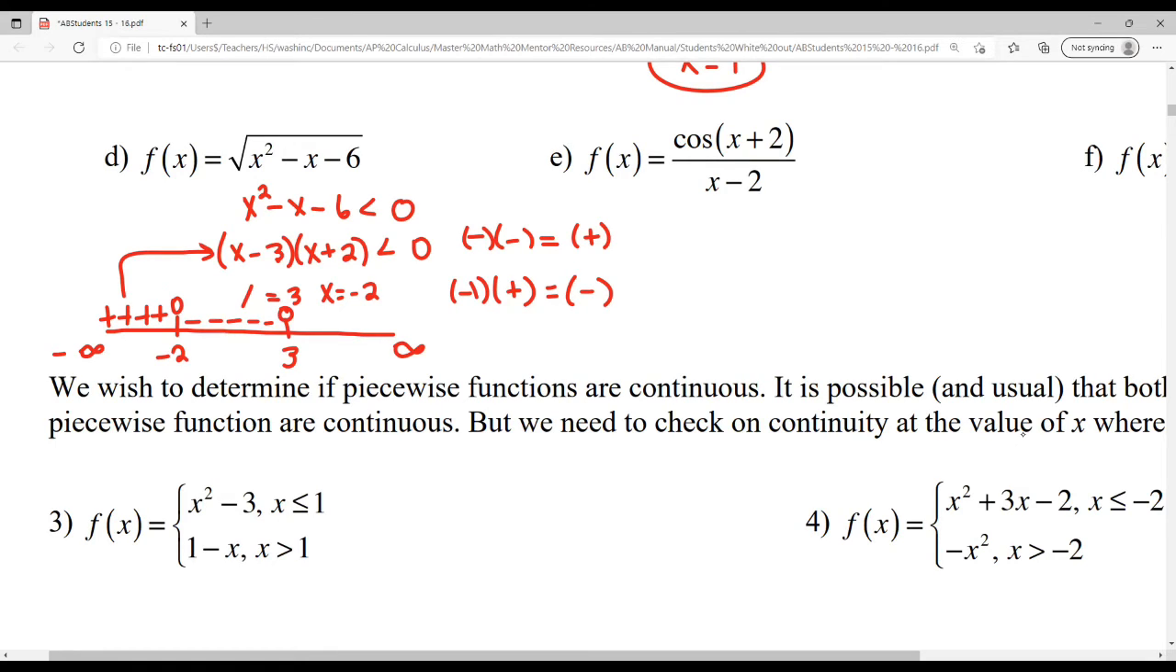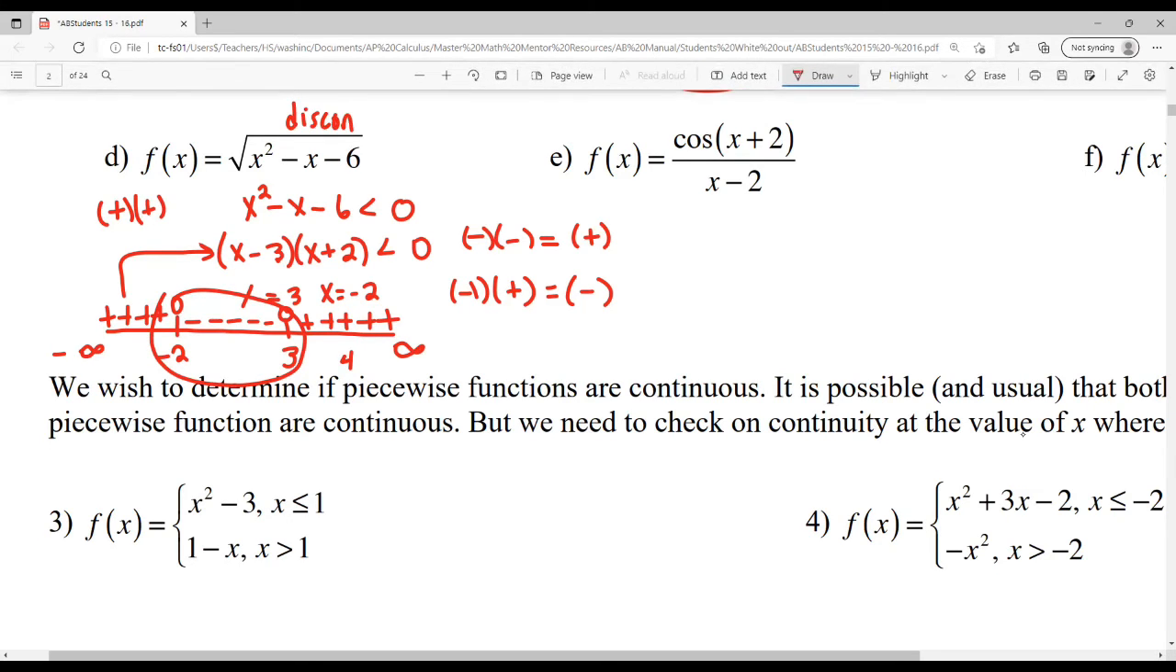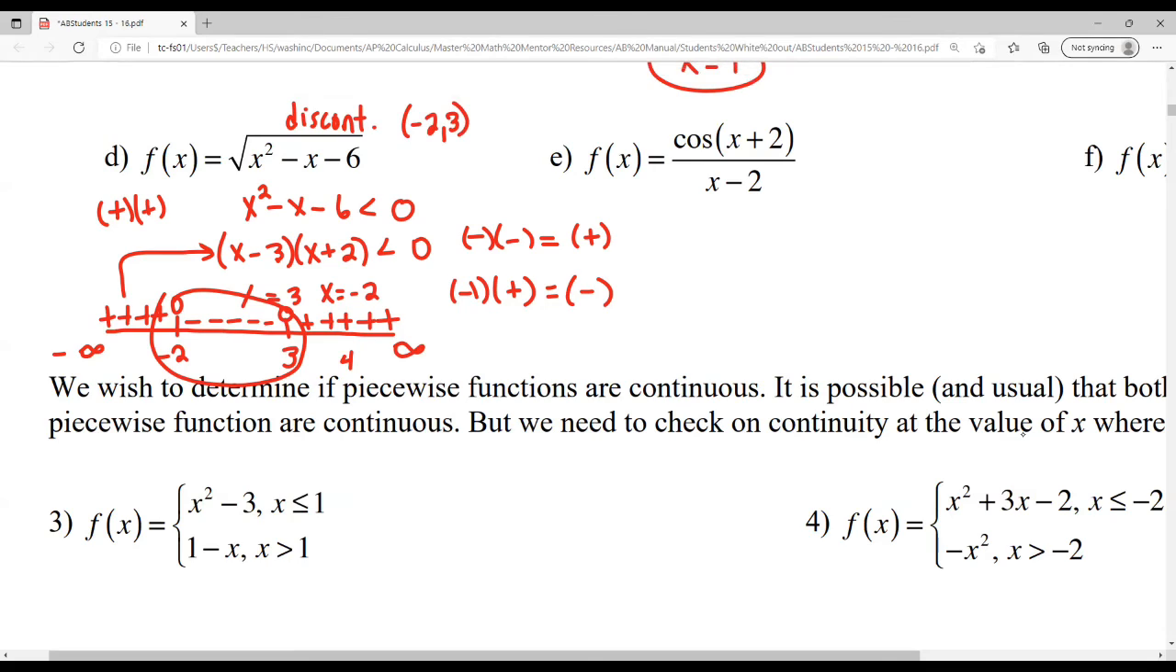Then let's pick a number between 3 and infinity. That number might be 4. If we plug that in, 4 minus 3 is a positive number, and 4 plus 2 is a positive number. And a positive times a positive is a positive. So we're looking for where this is less than 0, and it's going to be less than 0 between negative 2 and 3. So our function would be discontinuous on the interval negative 2 to 3, not including negative 2 and not including 3. So that's why we use parentheses instead of brackets.